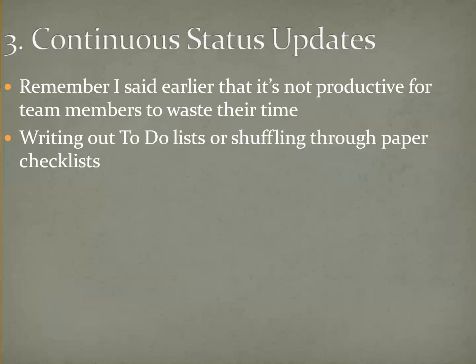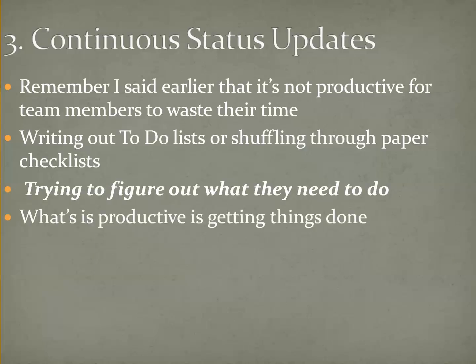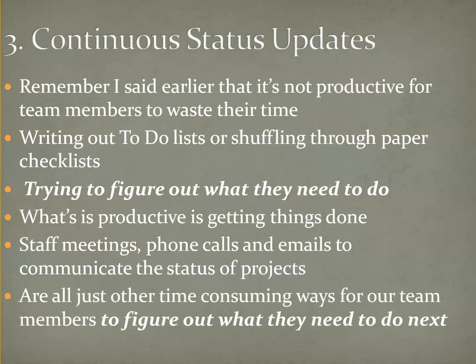Remember, I said it's not productive for team members to waste their time writing out to-do lists or shuffling through paper checklists trying to figure out what they need to do. Well, what's productive is getting things done. Staff meetings and phone calls and emails to communicate the status of projects back and forth are all just other time-consuming ways for our team members to figure out what they need to do next.